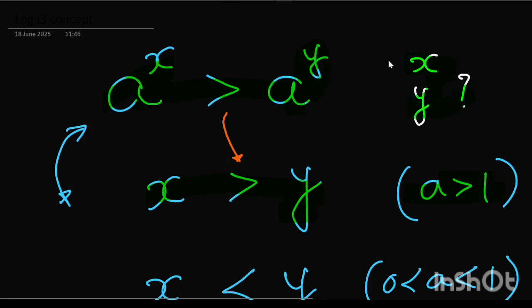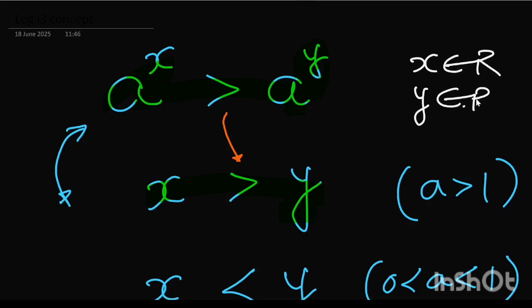What are x and y? So guys, are they positive, or can they be any real value? The thing is, guys, x and y can be any real value. Why? Because x and y are in the power of a. They are not in the argument of any logarithm. That's why x and y are real numbers. So this is the first part of this result.